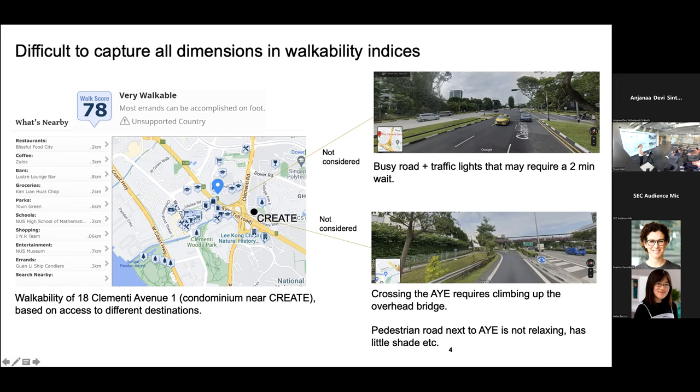And then walking along this narrow path next to the highway also isn't the most relaxing place to walk. And if it's very hot, there's no shade. So all of these types of considerations would affect how much I want to walk in my environment. Luckily, I do like to walk in my environment. It's just that this is an illustration of the different things that might influence a person.